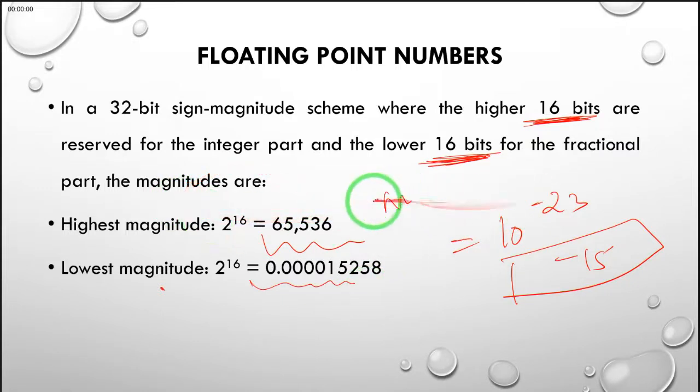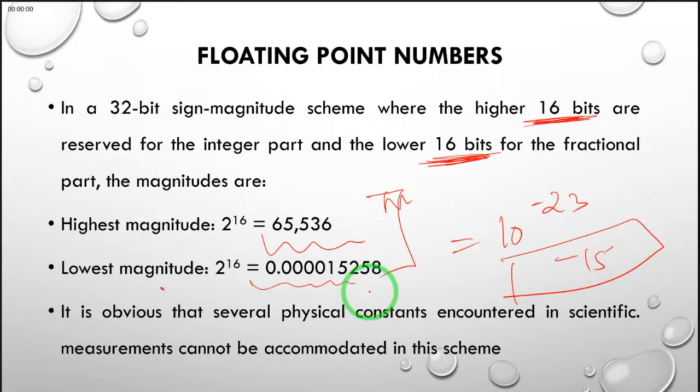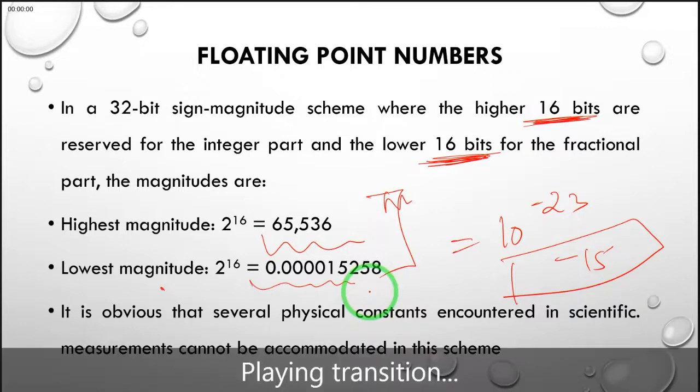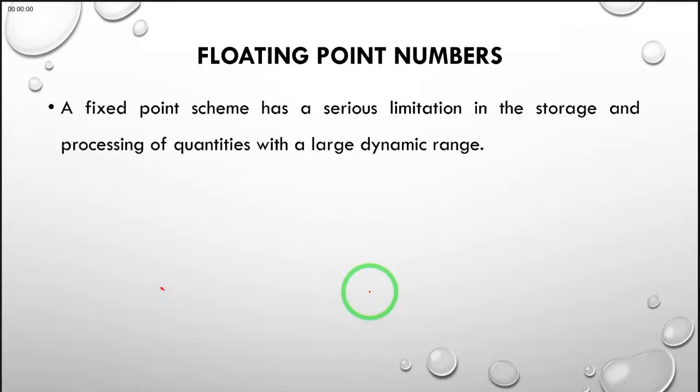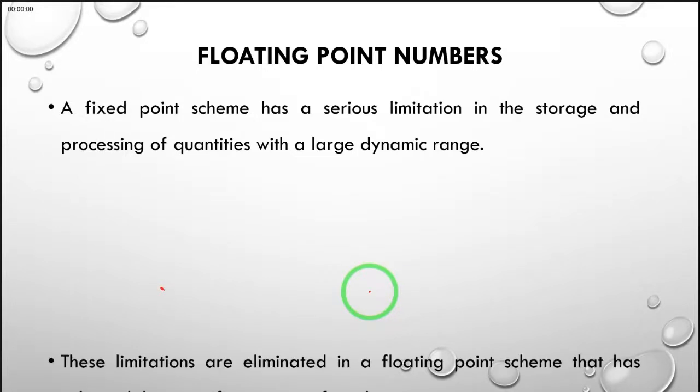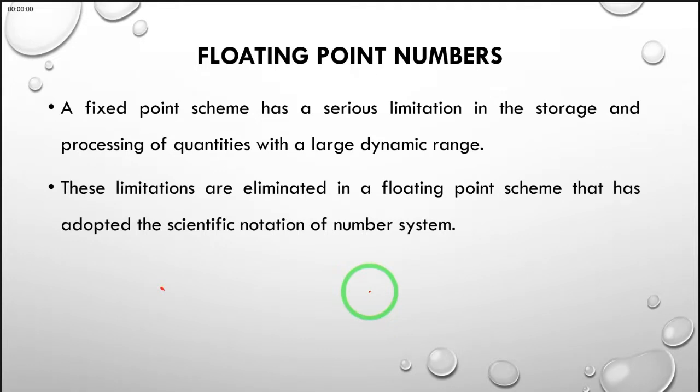So we notice that the fixed point number system is a little limited in representing some of these applications, and it becomes obvious that physical constants encountered in scientific measurements cannot be accommodated by the fixed point system. That is why we require floating point numbers. A fixed point number scheme has serious limitations in the way we can store or process quantities with large dynamic ranges, and these limitations can be eliminated if you use a floating point scheme because it uses the scientific notation of the number system.